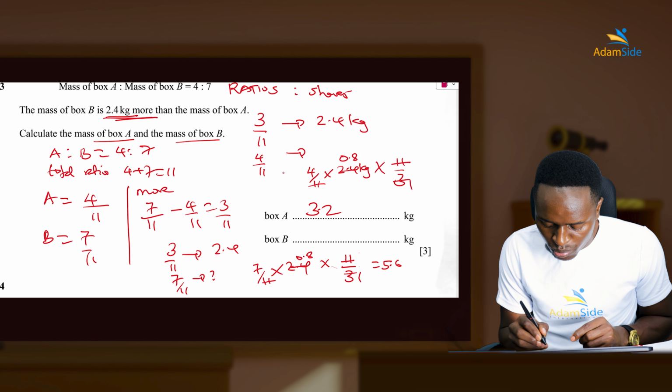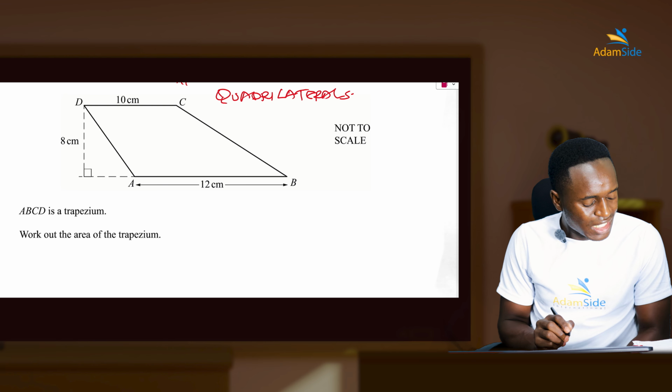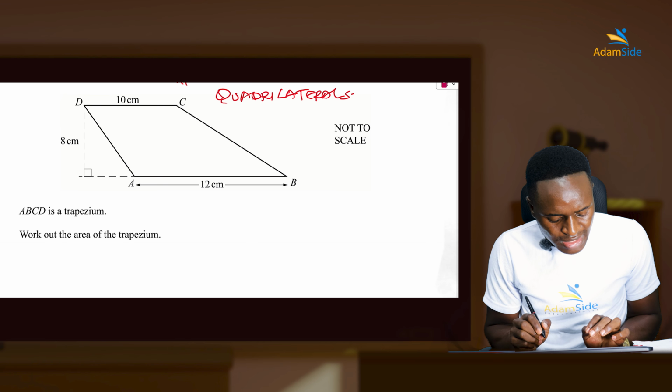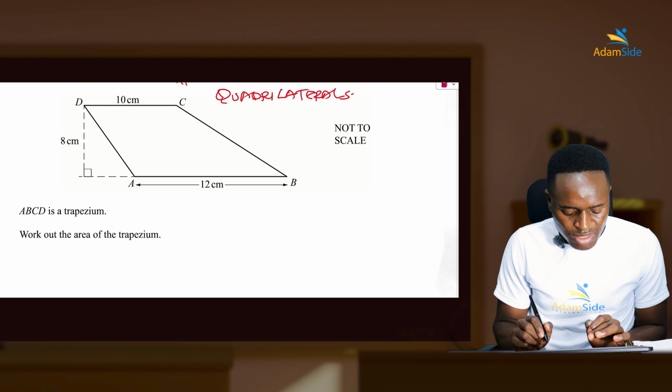Question number 4. It comes from, again, properties of quadrilaterals. We're talking about quadrilaterals, and now they say we are supposed to find the area. Normally it's also within the mensuration. It's all within the unit of mensuration. So ABCD is a trapezium. Work out the formula for trapezium.